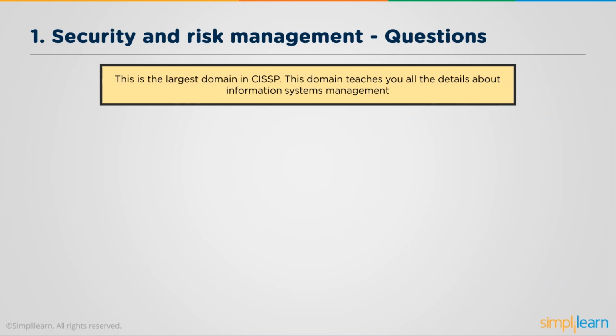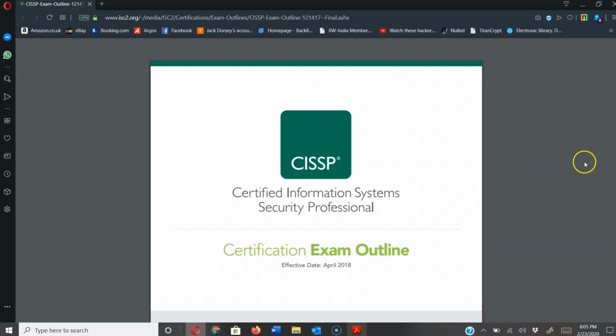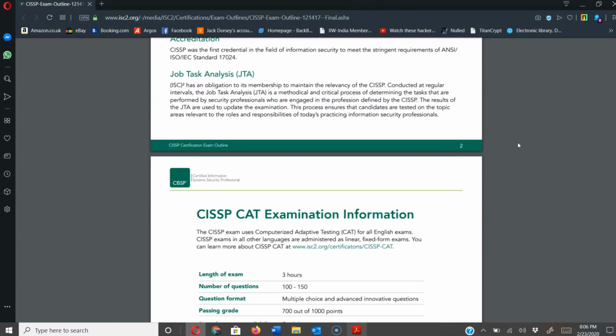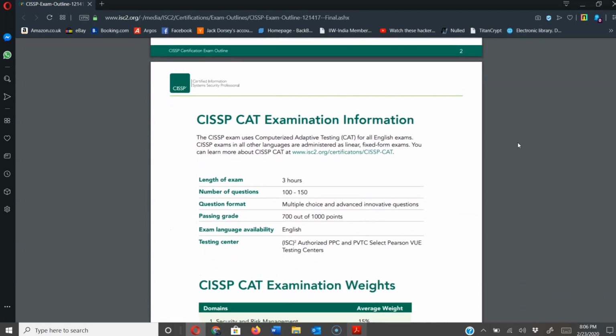So what we are going to do is go to the official document from ISC Square where these domains and their topics are given. That's the exam outline from ISC Square for CISSP. This is the latest document available online. You can see the URL in my browser address bar, and these are the 8 domains. This is the exam: 3 hours, 100 to 150 questions, multiple choice and advanced innovative questions.